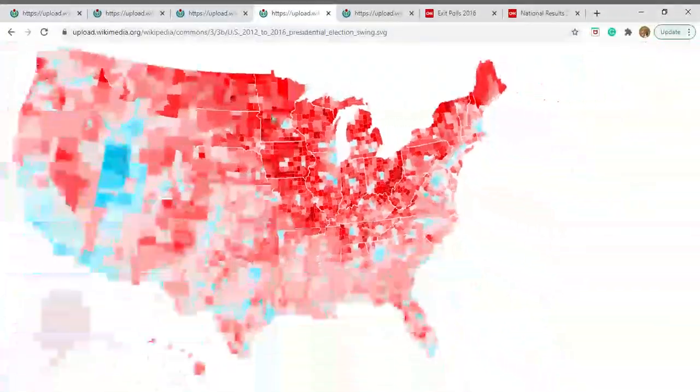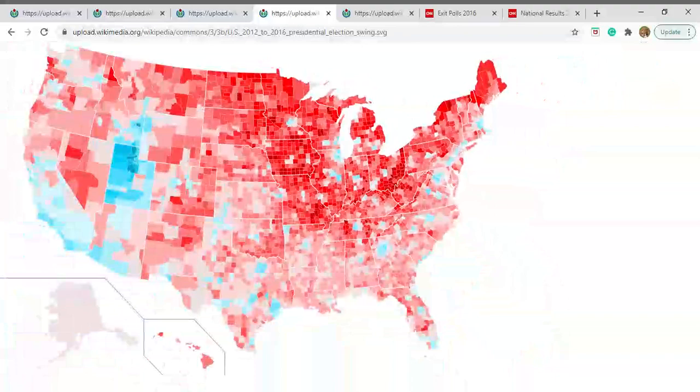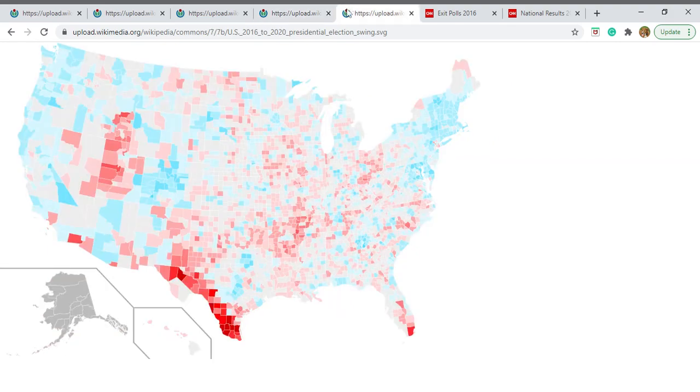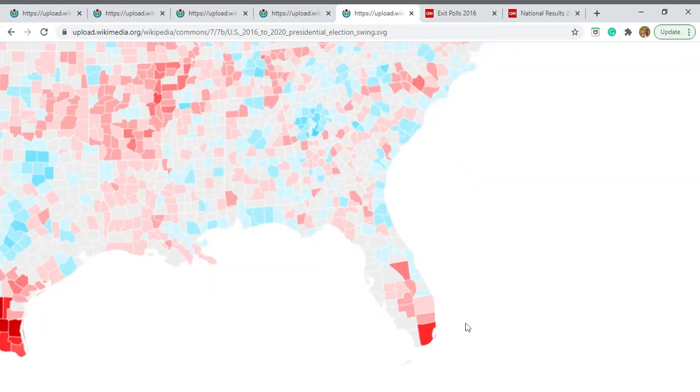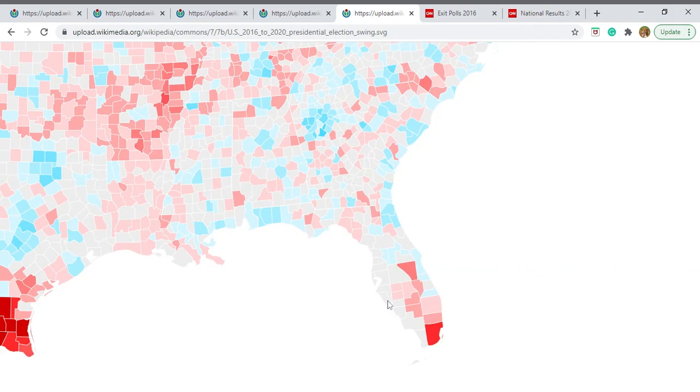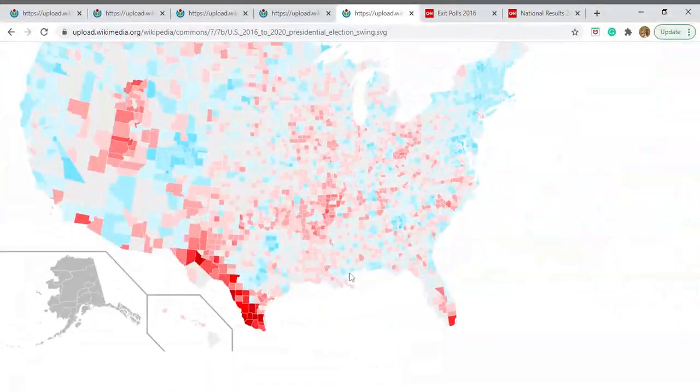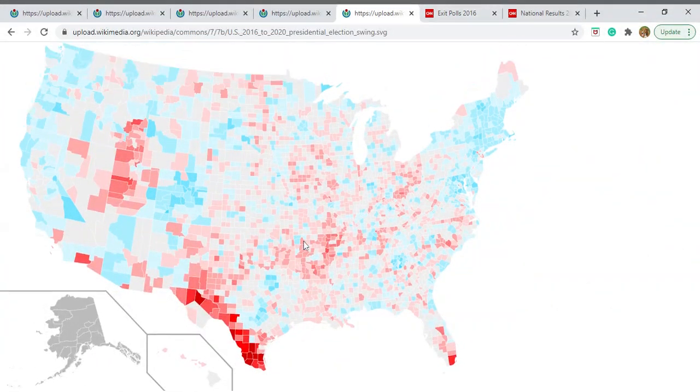So if we take a look at the trends from 2012 to 2016, we of course see how much redder the Midwest and the North got. But if we look at the swing from 2016 to 2012, you can tell it's not as extreme. But what you might notice is how extremely red this area is. Well, why is this part of Texas red, as well as this part of Florida? This is Miami-Dade County. Well, it's because of Hispanic and Latino voters.